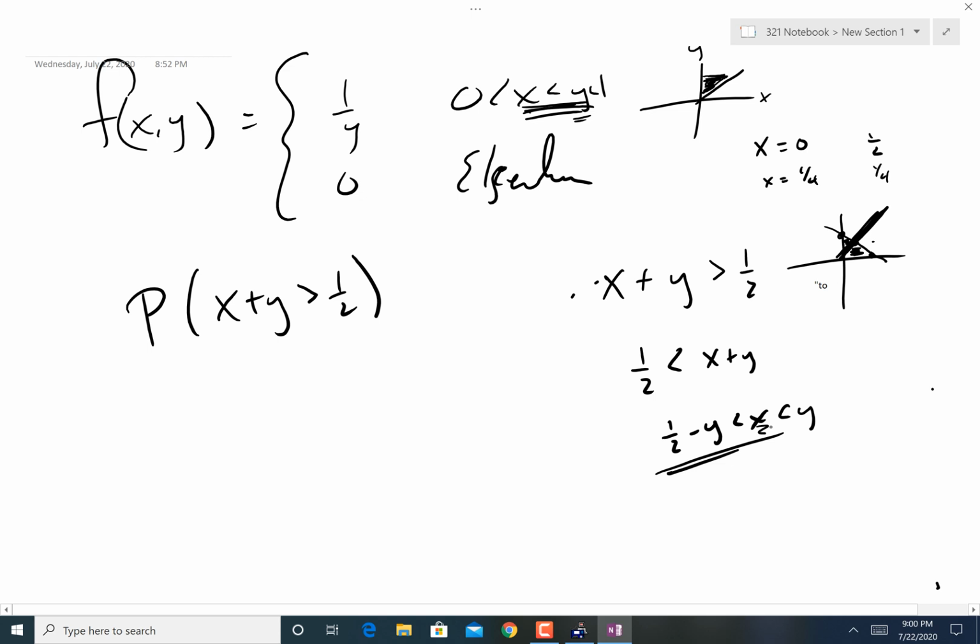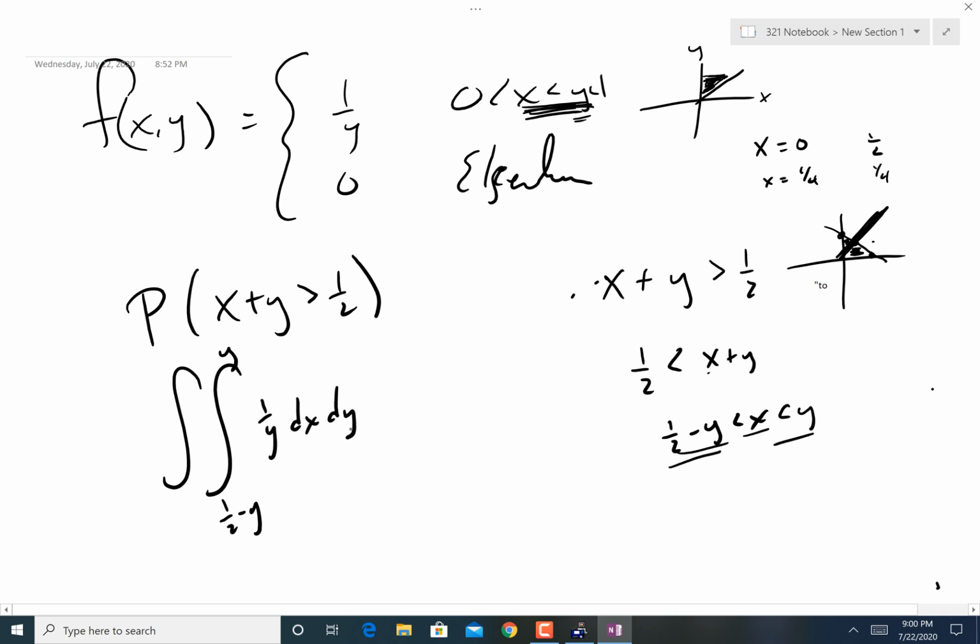Not a big deal. So again, we got that from saying this is a lower bound for x. This gives us an upper bound for x. So there we go. Okay, so it's a half minus y to y, 1 over y dx. That's clear. Then dy. Well, what can y do? Well, y could do anything except it can't really do anything.